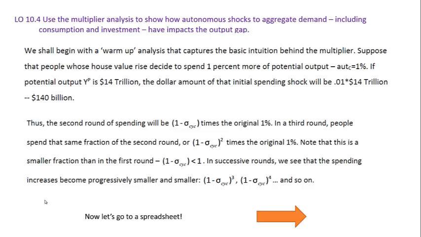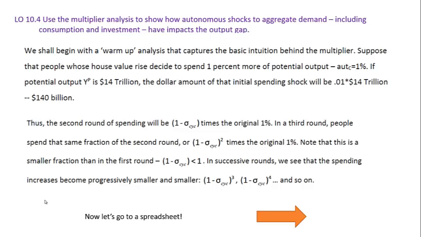So let's think of a warm-up analysis. This is the analysis in the book. We think about people whose house value has risen, and they decide to spend 1% more of potential output. We're going to call that AUT-C. The autonomous shock to consumption is equal to 1%. And let's suppose that potential output is 14 trillion. So that means the initial amount of that spending shock will be 1% of 14 trillion. That's 140 billion. We think of that as the first round, the initial impact.